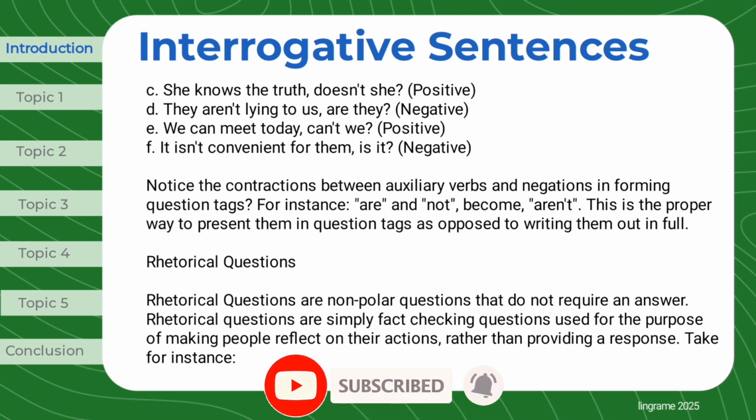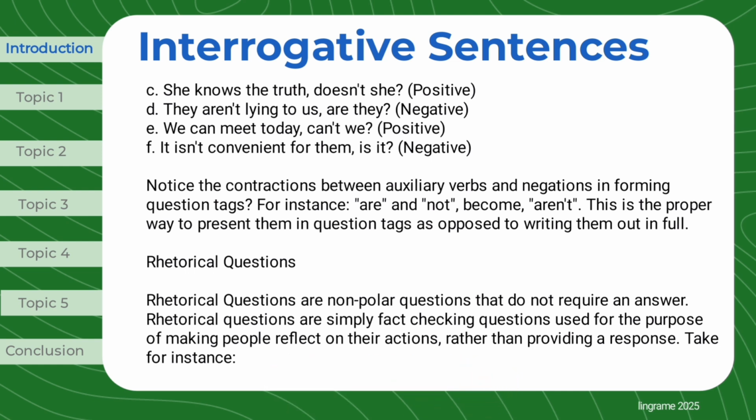Notice the contractions between auxiliary verbs and negations in forming question tags. For instance, are and not, become, aren't. This is the proper way to present them in question tags as opposed to writing them out in full.